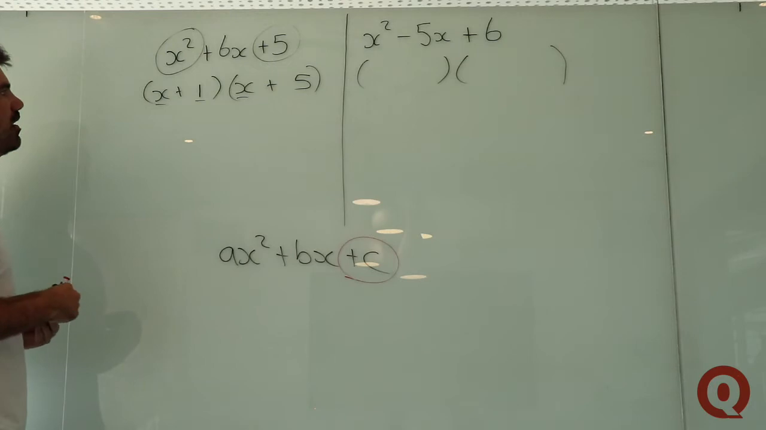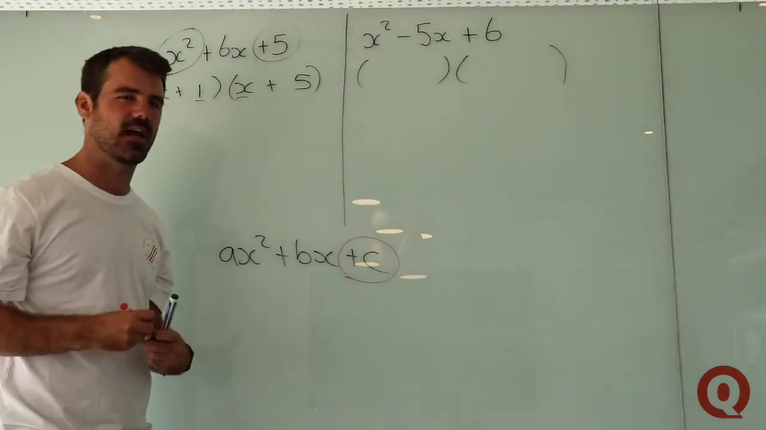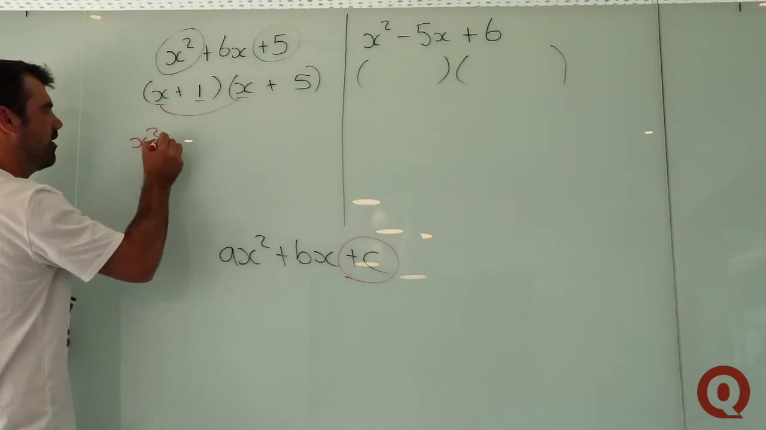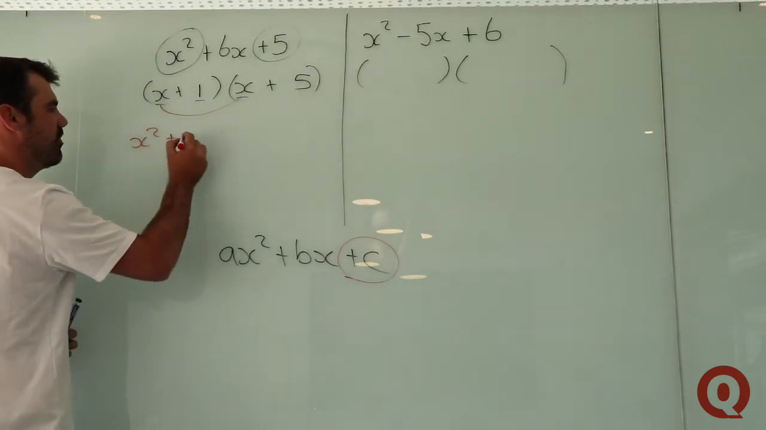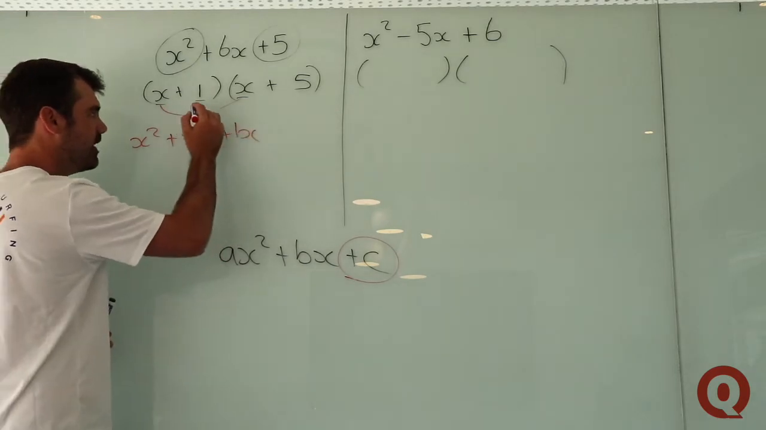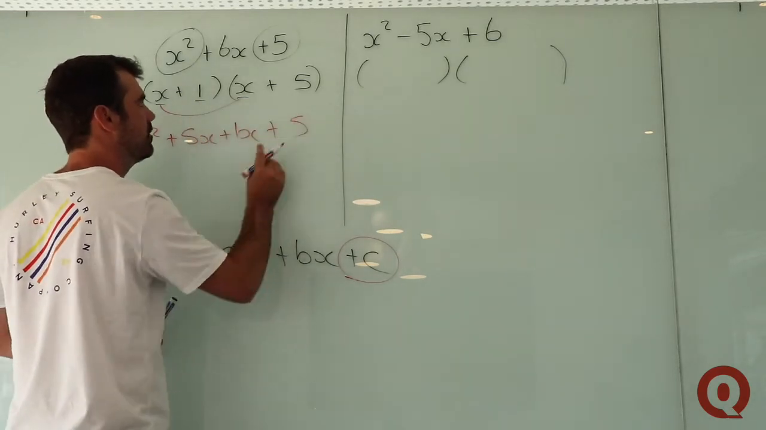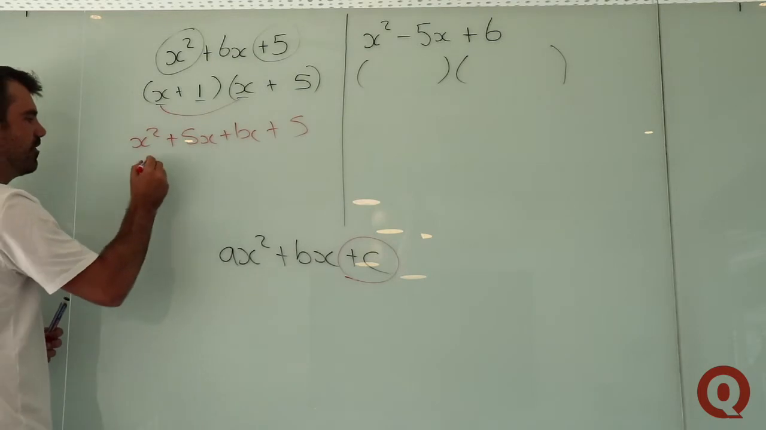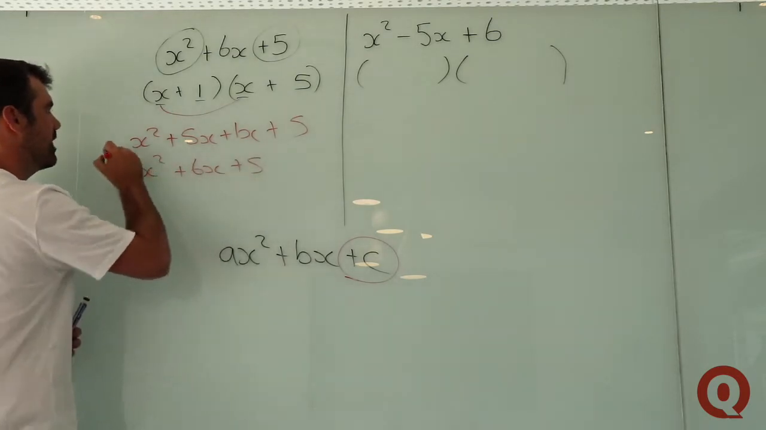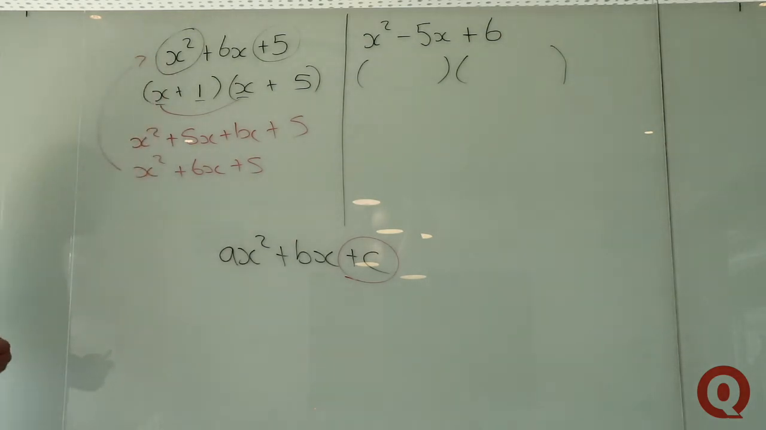Does it make sense? Well, we can always check by multiplying this out. So let's go ahead and do that. x times x gives me x squared. x times 5 gives me a positive 5x. 1 times x is a positive x. And 1 times 5 gives me that positive 5 that I'm looking for. Simplified, that gives me x squared plus 6x plus 5. And we get straight back to where we were at the start.